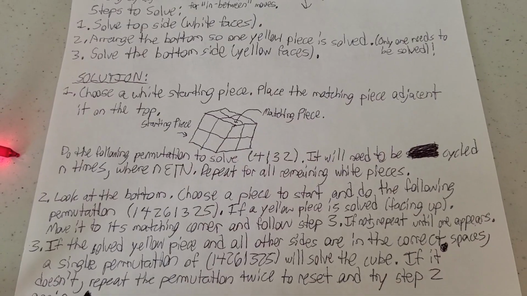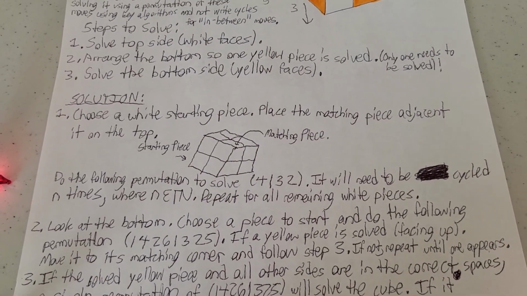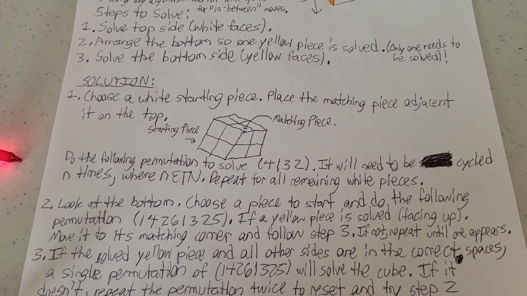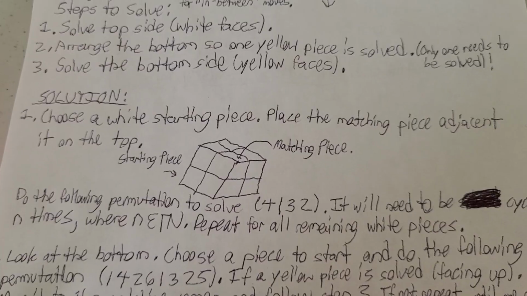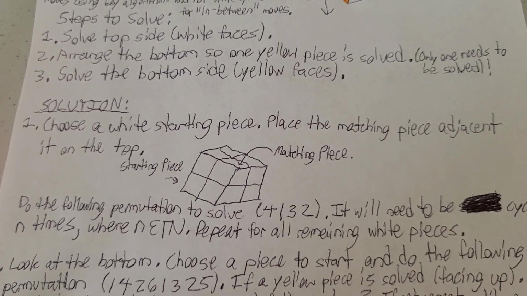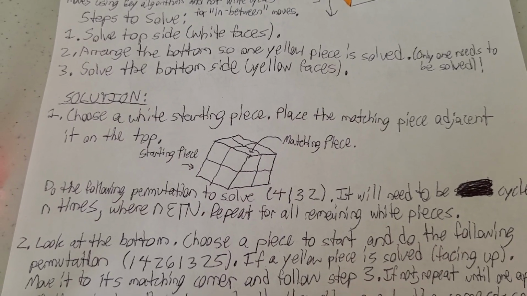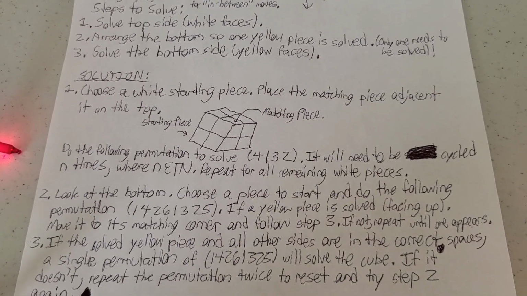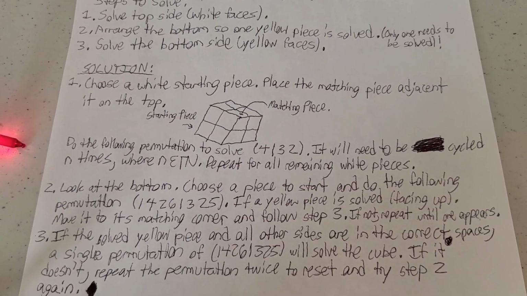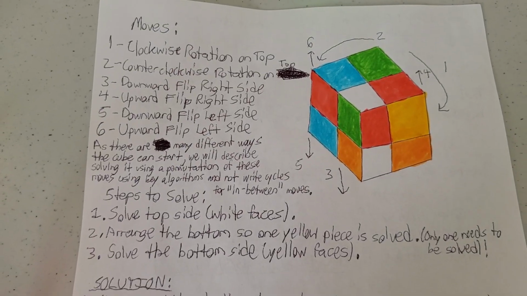For the first step, we'll choose a white starting piece and we'll place the matching piece in an adjacent corner to it on the top. And this is a little diagram showing you what exactly this means. We'll just pick our starting piece, and then our matching piece will be above it in an opposite adjacent corner.